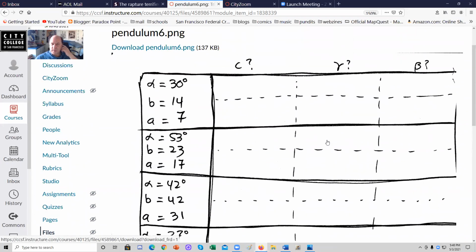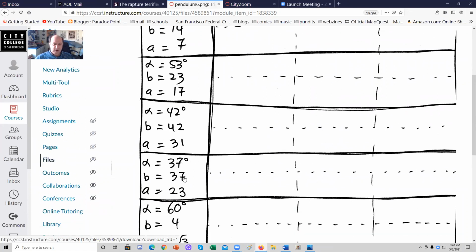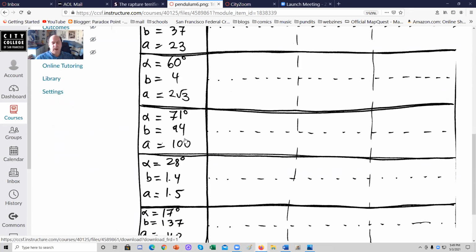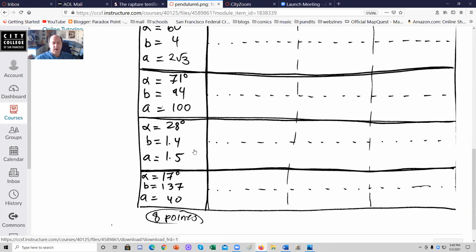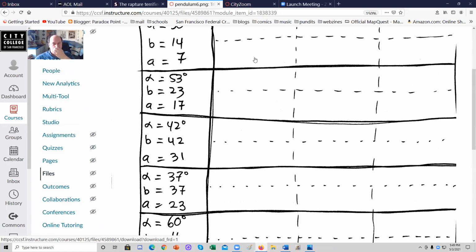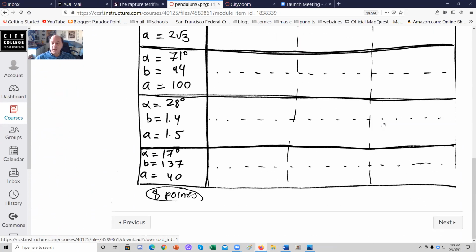And okay, here I have all these cases: 30, 14, and 7; 53 degrees, 23 and 17; 42 degrees, 42 and 31; 37 degrees, 37 and 23; excuse me, 60 degrees, 4 and 2 root 3; 71 degrees, 94 and 100; 28 degrees, 1.4 and 1.5; 17 degrees, 137 and 40. And you'll notice I have room for two solutions. It could be two solutions or no solution or one solution. I'll leave it to you to do this if and when you decide to do this. 8 points. Those 8 problems.